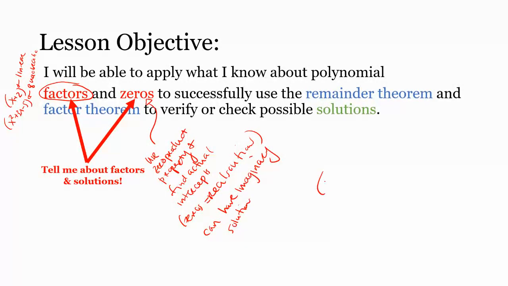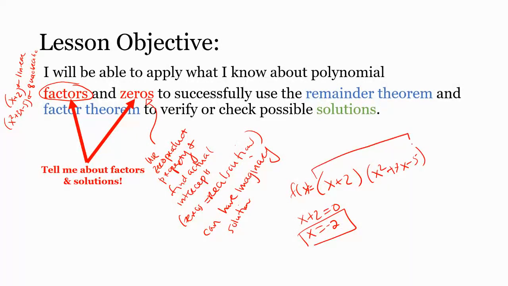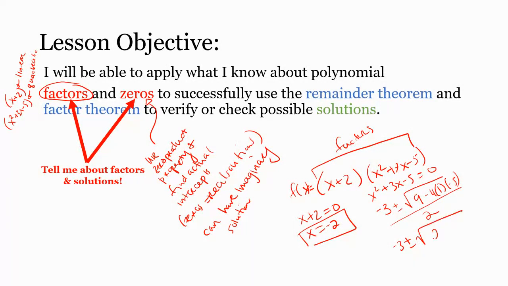So I might be asked to factor something, and I'm going to get f of x equals x plus 2 times x squared plus 3x minus 5. Whereas I might be asked to then solve it, and I'm going to say x plus 2 equals 0, and so one of my solutions is negative 2. That's a solution. These are factors. Then I can say x squared plus 3x minus 5 equals 0. If I can't factor this more, which I can't, I can use one of my other tools. I can use the quadratic formula, negative b plus or minus the square root of b squared minus 4ac, all over 2a: negative 3 plus or minus the square root of 9 plus 20, 29, all over 2. Now I've got my 3 solutions: 1, 2, 3.